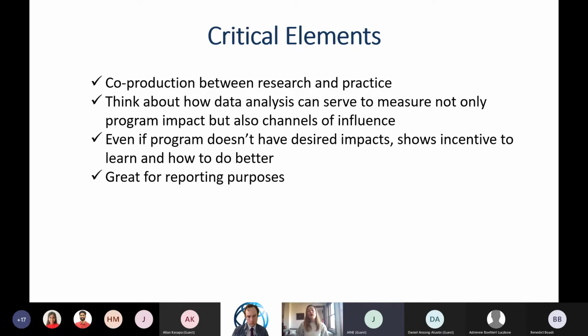Even if a program doesn't have the desired impacts, which can happen, you implement something, and even if it was implemented very well, sometimes the results aren't there, simply because we didn't know beforehand if it would work or not. The fact that you're still capturing this information, still trying to understand what happened throughout the life cycle and how you tried to improve things, how you better implemented things, maybe the main impact didn't happen, but you still have a more standardized approach of doing things, for example, as you said, or collect better data. That still shows incentive to learn and do better. And so this is actually great for reporting purposes.